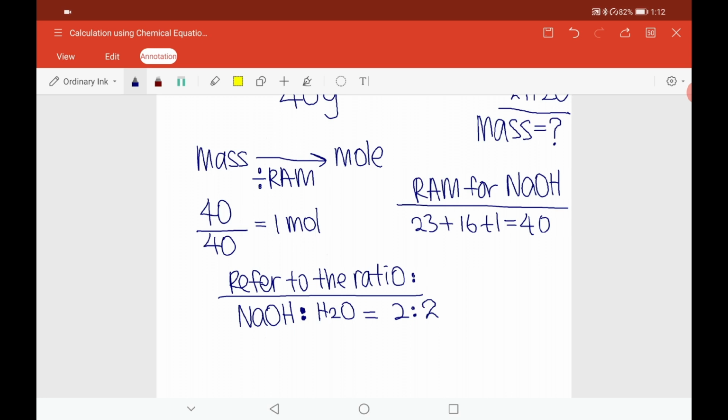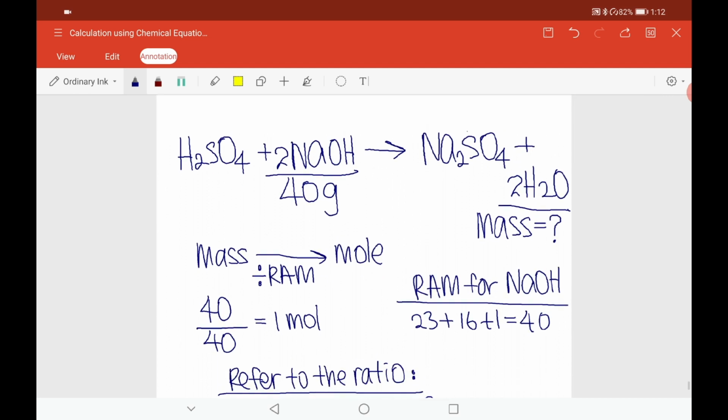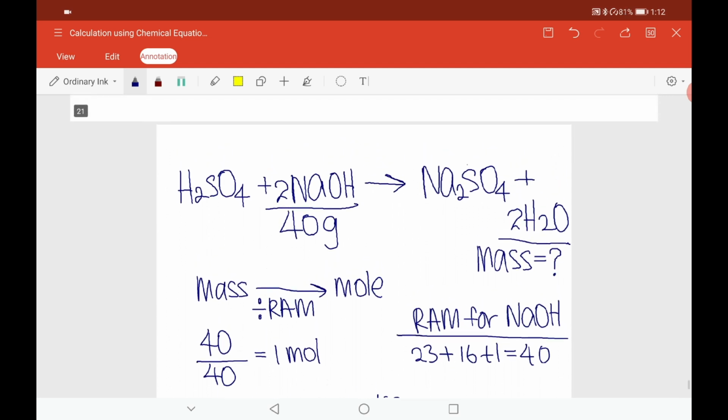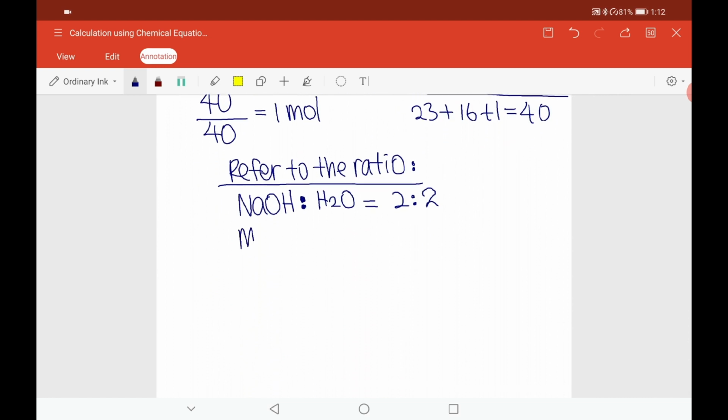So we know the mole for the NaOH is 1 mole. So the water is exactly the same as the NaOH because the ratio is 2 to 2. So from here you can write the mole of the water also 1 mole. So now we have found the mole of water already.